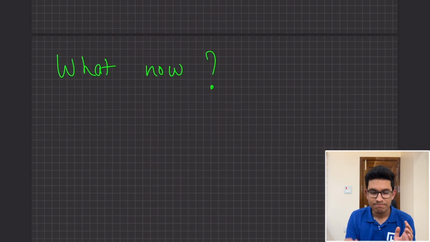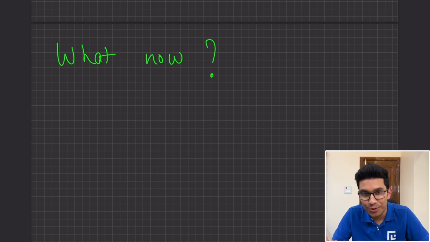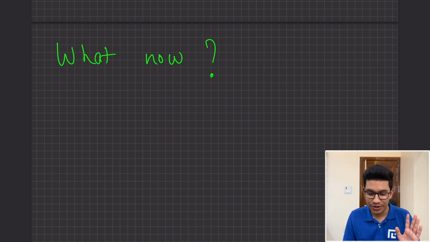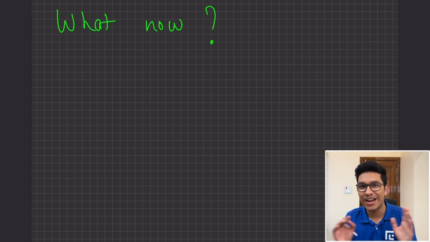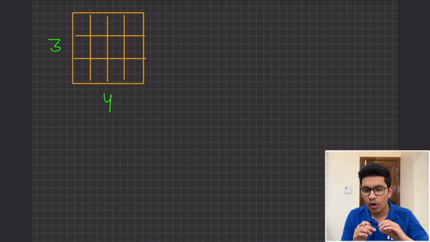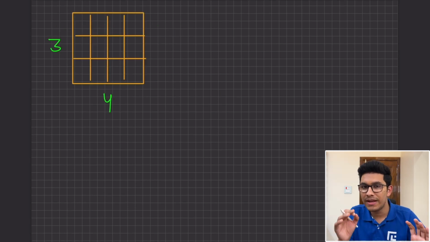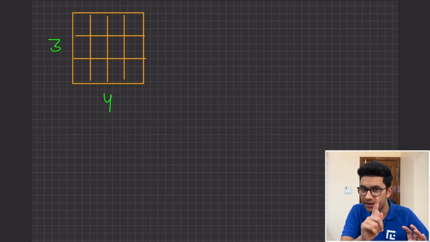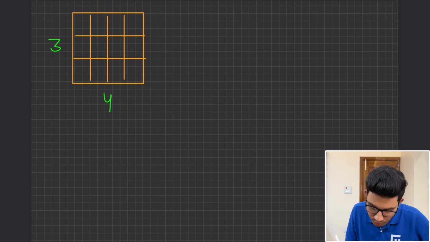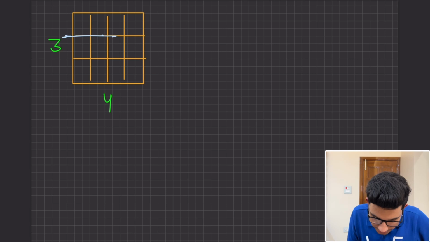What now? What do you do now? If your greedy approach doesn't work, what is the thing that you do? The very first thing that you do when your greedy approach doesn't work is to just try out all the possible ways. So what are the possible cuts that you can make on this grid? The very first cut that we're talking about. The first cut that you could make is probably, let's suppose, here. If you make this as your first cut, what is this going to result in?